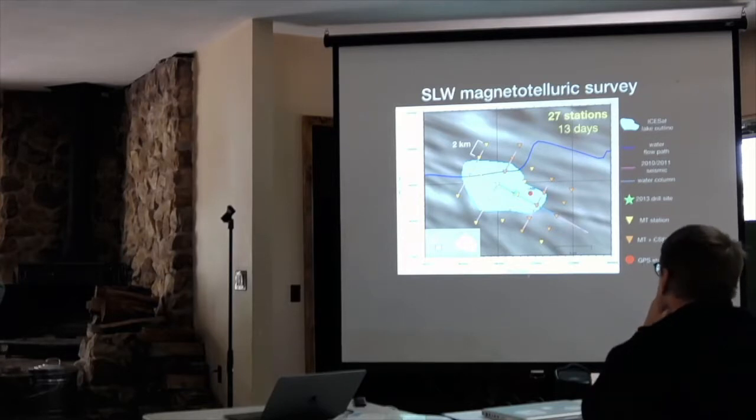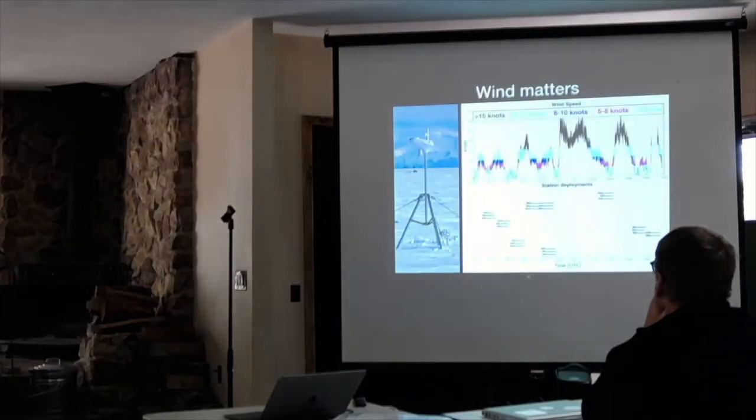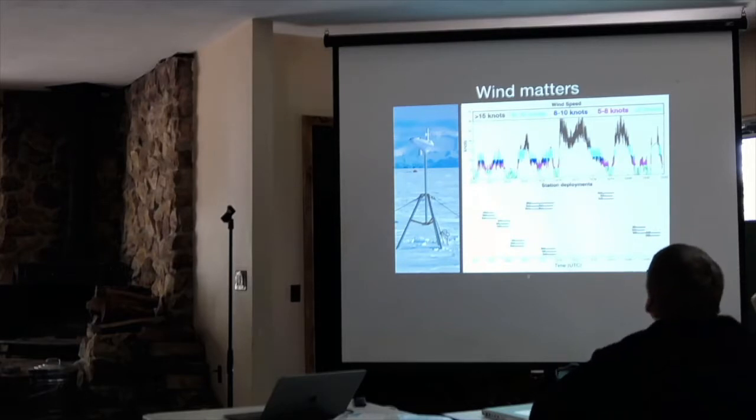We collected 27 stations in 13 days, and this kind of ratio of stations to days depends on wind. So here I have wind matters. While we were collecting our data set, we also collected wind measurements, and basically here, the pink and green wind speed, so less than 8 knots is what we needed for our survey in order for our stuff to work.